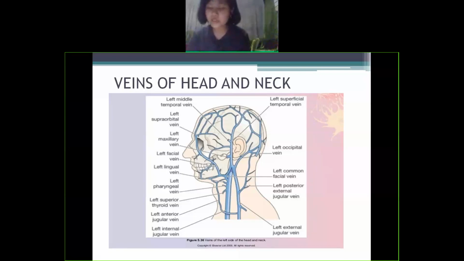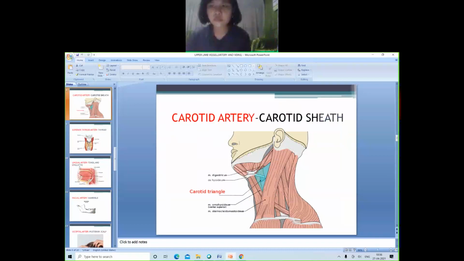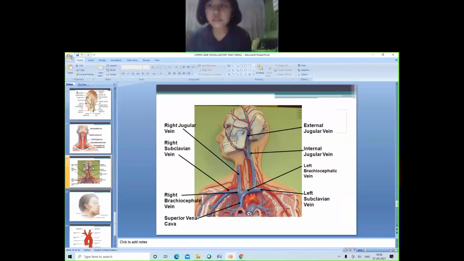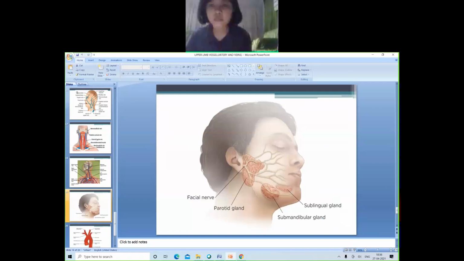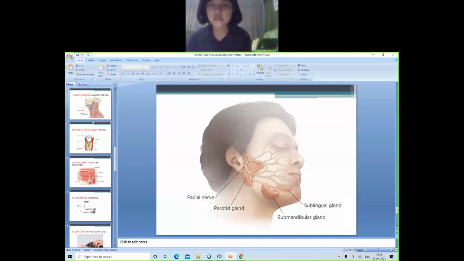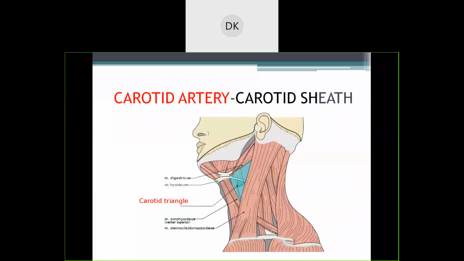And this external jugular vein mostly passes where? Over your sternocleidomastoid muscle. You remember the sternocleidomastoid muscle? This one. This is the sternocleidomastoid muscle, right?